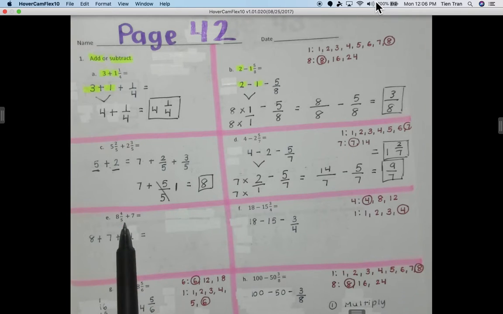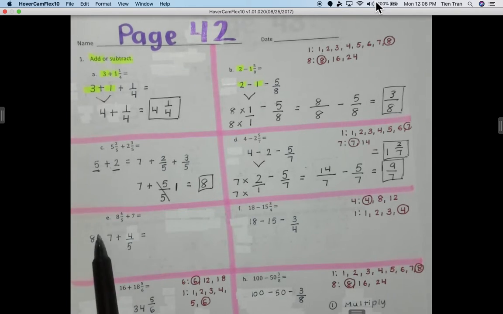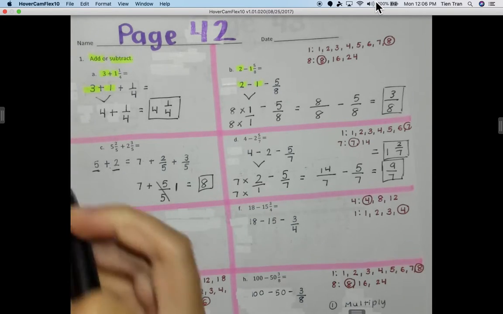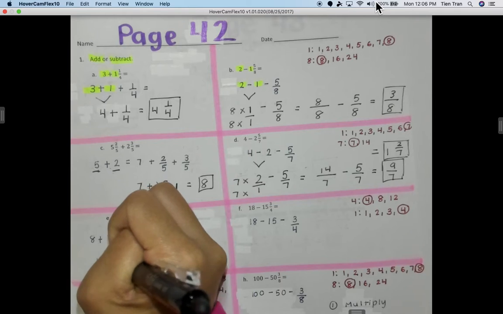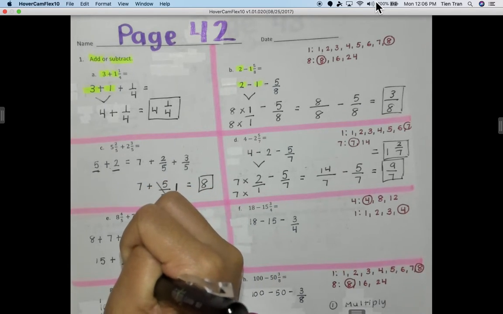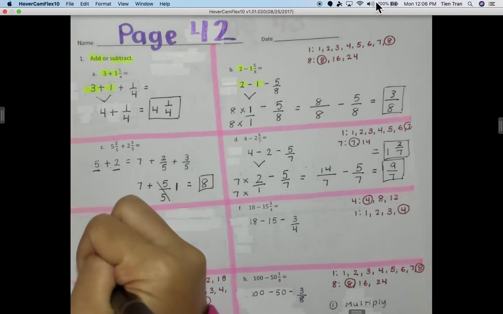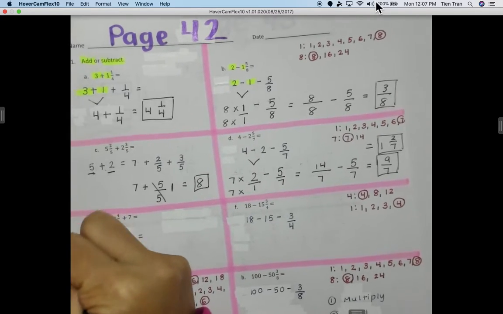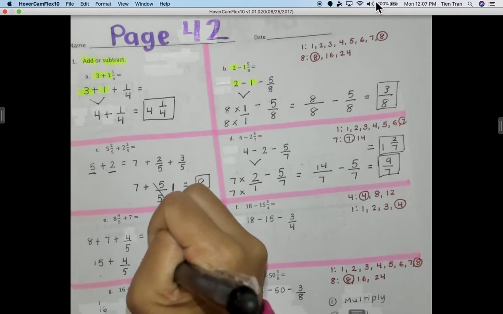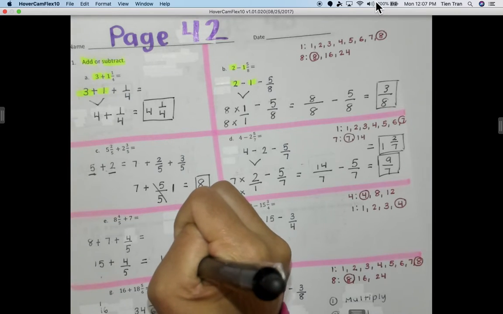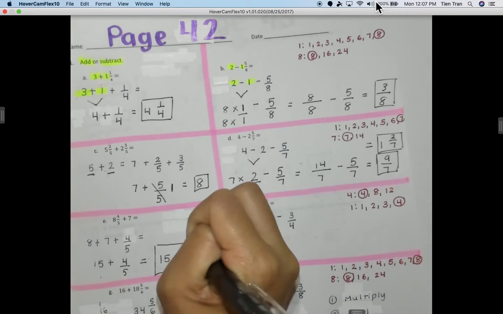Problem E, I have 8 and 4/5 plus 7. So I separated the whole numbers. I have 8 right here, 7 right here, and then I added 4/5. So 8 plus 7 is equal to 15, and then we have 4/5. I can put 15 over 1, or I can leave it as is because when I'm adding a whole number plus a fraction like that, I can leave it as 15 and 4/5. They are the same.